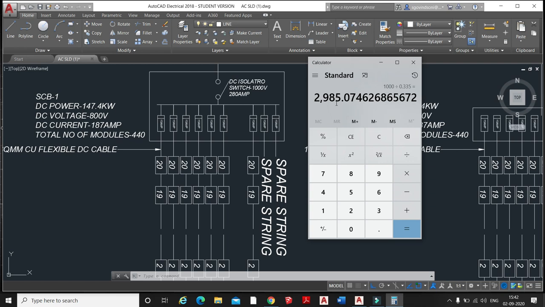So first we design the strings. Before designing the strings, we need to know the maximum and minimum temperature of the site, because we know that when the temperature increases, voltage decreases, and when the temperature decreases, voltage increases. So we should know the value of minimum voltage and maximum voltage. I will explain how we select the temperature and how we choose the string.